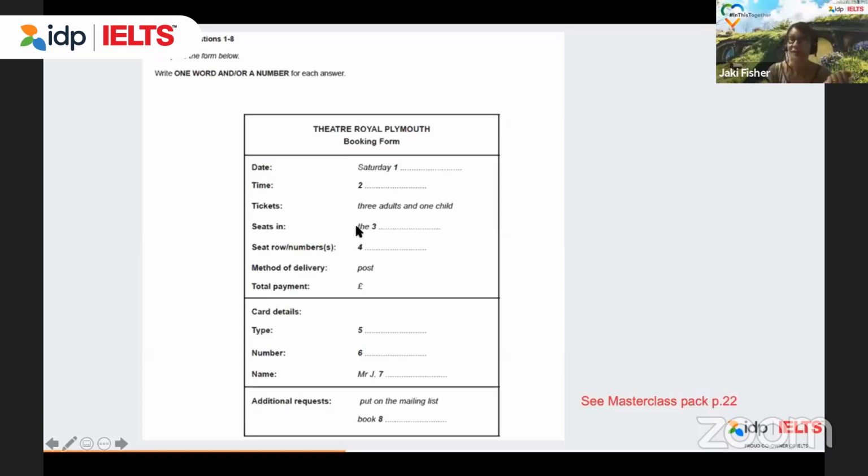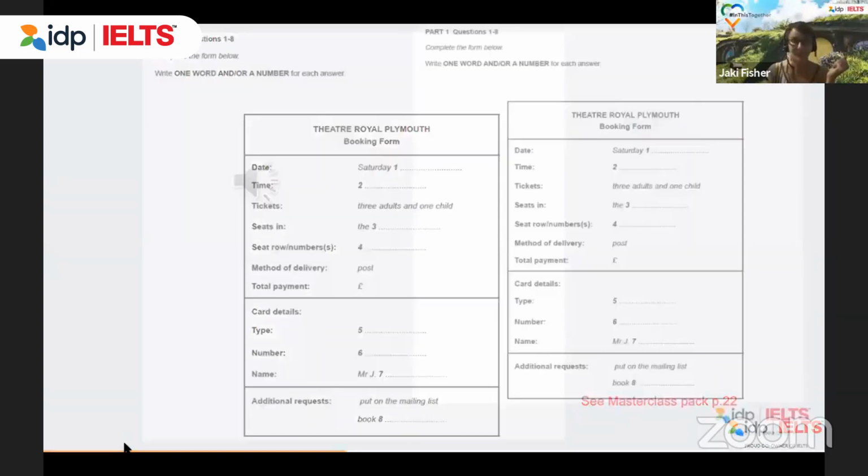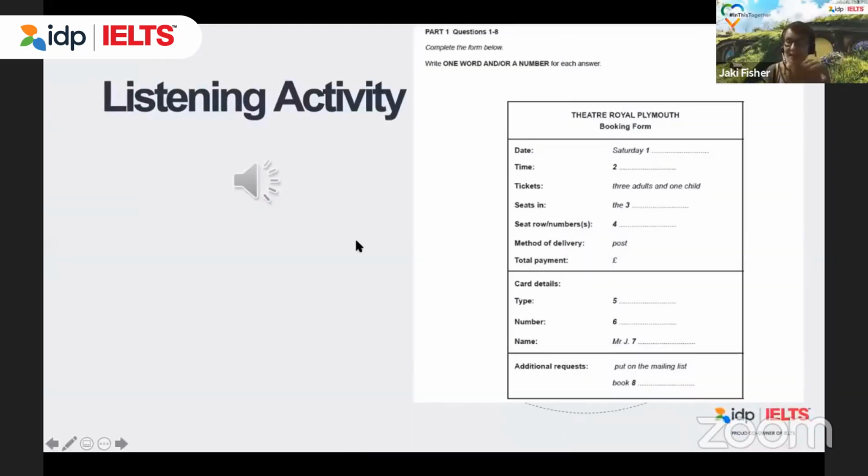Seats in, this is a place where the seats will be. Seat row number, so it will be the row and the number. Method of delivery. We'll just do those 4 questions just because of time, just to give you a taste. There are many practice materials that you can try later. Here we go. Please type the answer in the chat box as we go.